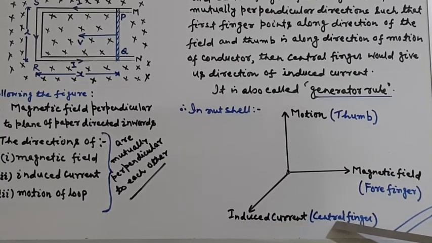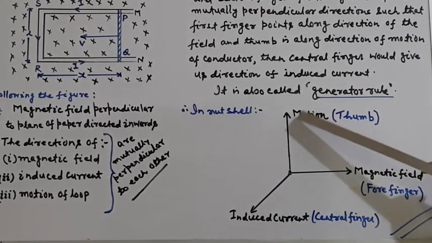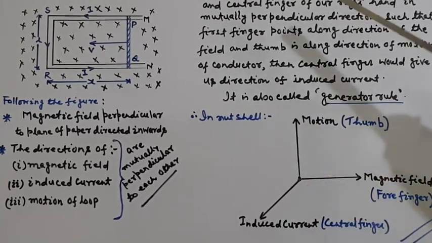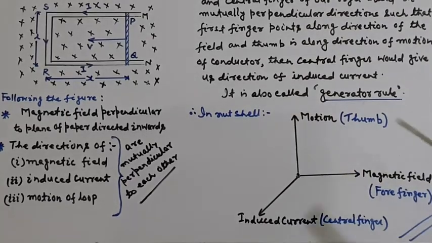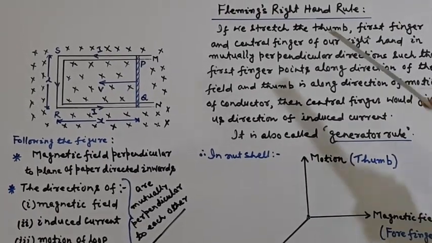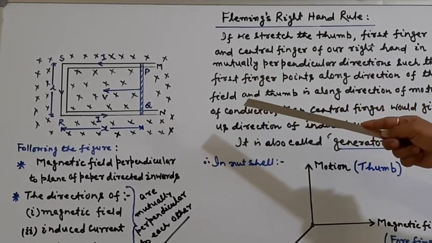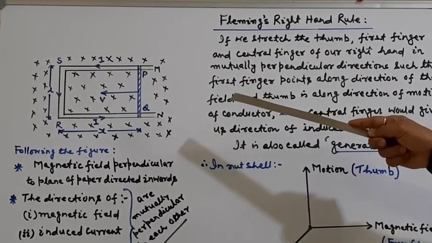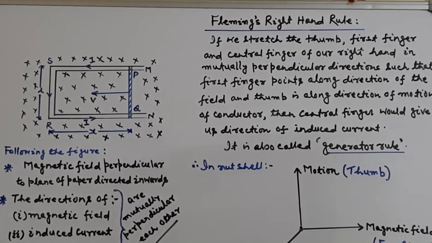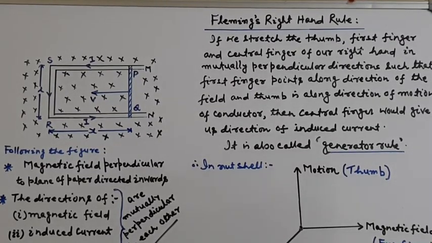Along the z-axis, the induced current is represented by the central finger. So with the help of this figure or diagram, you may write the statement of Fleming's right hand rule in your own words also. So this is our Fleming's right hand rule, which gives the direction of the induced current set up in a moving conductor placed in a perpendicular magnetic field.